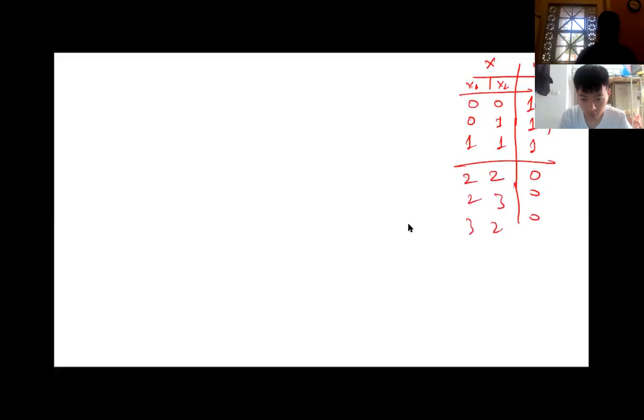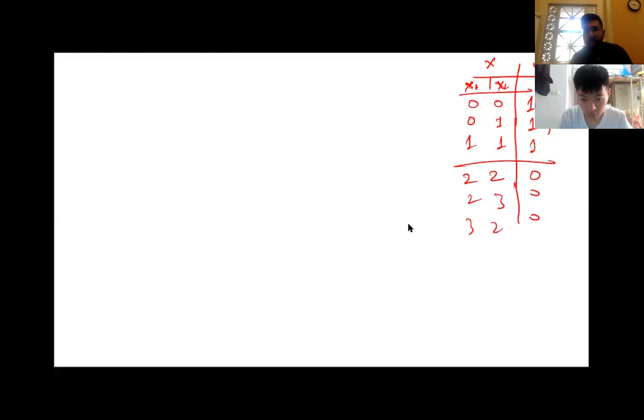So let's say that this might be something like 0, 0, and maybe the label is 1, and then 0, 1, the label is 1, 1, 1, the label is 1. And then for certain large points, maybe 2, 2, the label is 0, 2, 3, the label is 0, 3, 2, the label is 0. So you have 2D data.